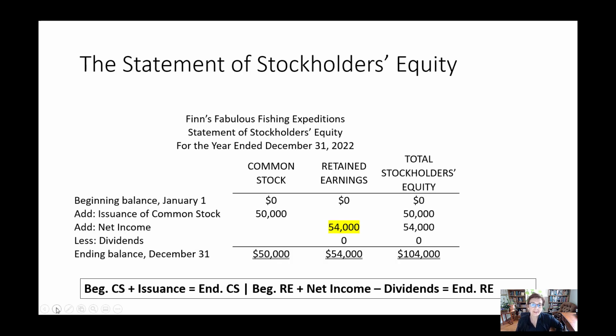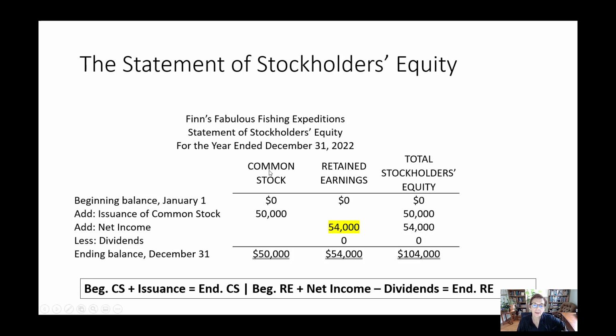All right, next up is the statement of stockholders' equity. This one looks a little bit messy. There are a lot of numbers and columns, but let's take a look at it. First of all, this also has a three-part heading, and notice that it is almost identical to the one for the income statement. This one is, though, a statement of stockholders' equity. It is also for the year ended December 31st, 2022.